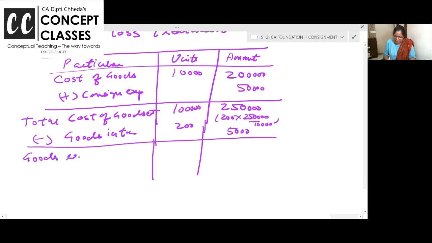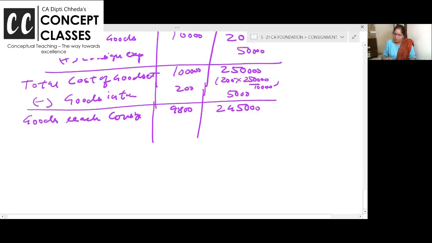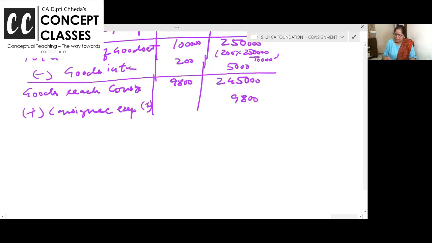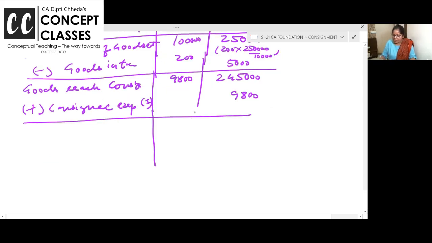Goods reached consignee. कंसाइनी के पास कितने goods पहुंचे? 9,800. And what is the value? 2,45,000. What are non-recurring one-time expenses of consignee? 1 per unit. So 9,800. Data is clear or not? Same and same data. 1 per unit is incurred.